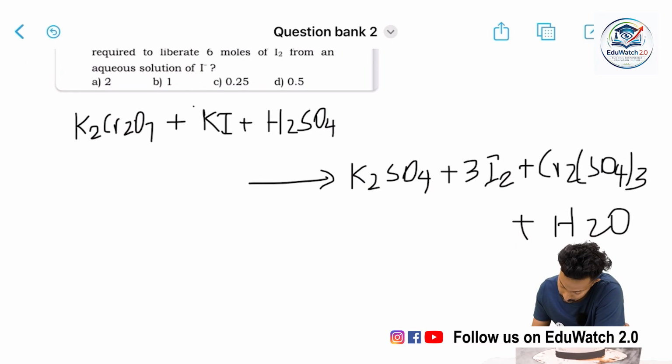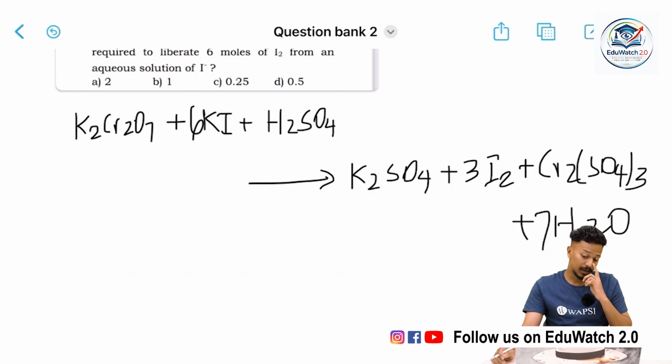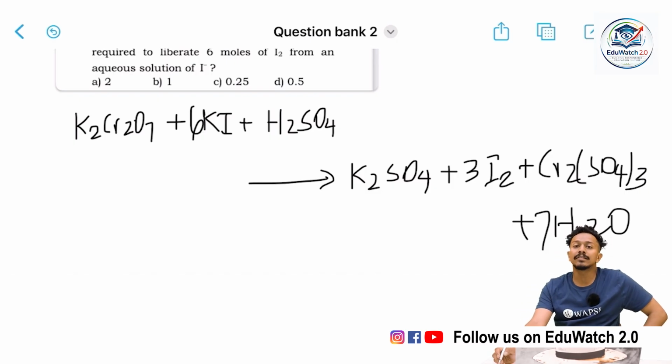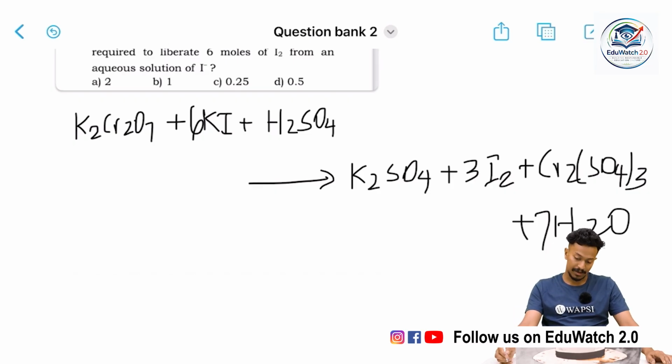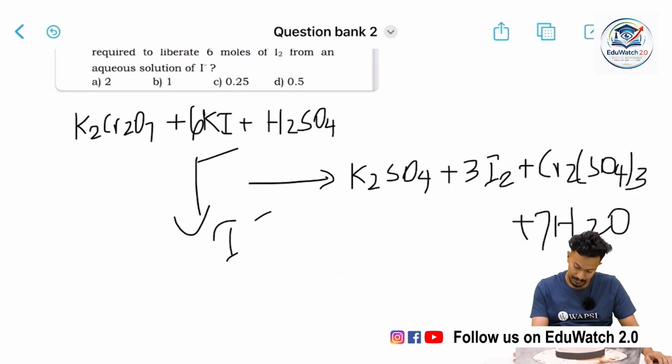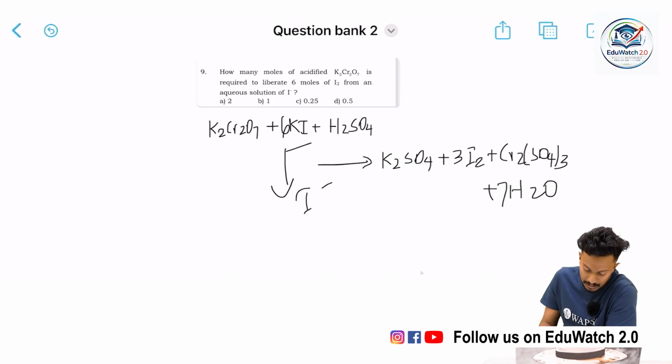Okay, there are 6, 2, 3I2, 6KI, 7H2O, 3, yes. Here we have a balanced chemical reaction of the treatment of potassium dichromate with potassium iodide. See, here we are given that it has to be treated with I minus. We have taken here potassium iodide, KI, which gives I minus. Okay, that's why I wrote that. So here 1 mole of potassium dichromate gives 3 moles of iodine.